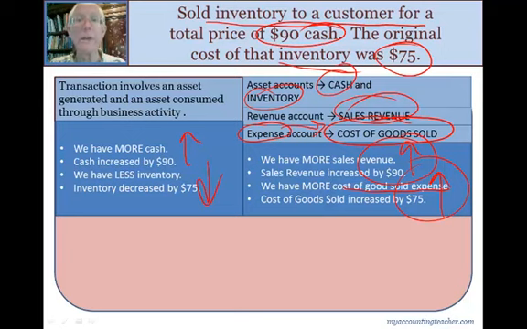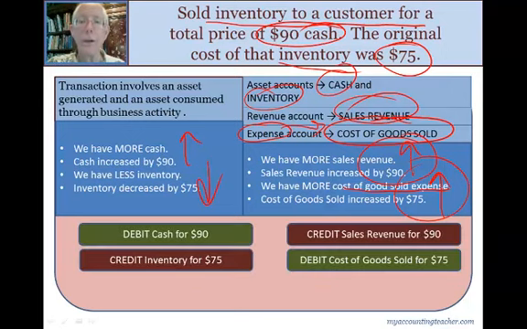Let's convert this now into debit and credit language. And we see that our cash went up. That's with a debit. Our inventory went down. That's with a credit. They're both assets. Sales revenue goes up. That's with the credit. Remember, sales revenue is an equity account. When we have revenue, our equity goes up. Expenses are just exactly the opposite. More cost of goods sold means less equity. More cost of goods sold, or any other expense, means less equity.